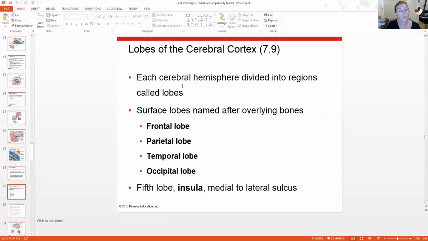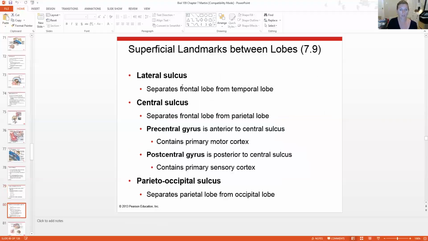Let's talk about the lobes of the cerebral cortex. Each cerebral hemisphere is divided into regions called lobes. You have a frontal lobe, a parietal lobe, a temporal lobe, an occipital lobe. If you know the bones of the skull, you know the lobes of the brain. There's also a fifth lobe called an insula, which is medial to the lateral sulcus. It's just kind of inside the sides of the brain. We'll look at some pictures.